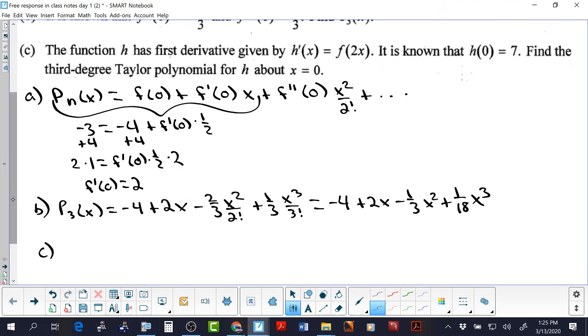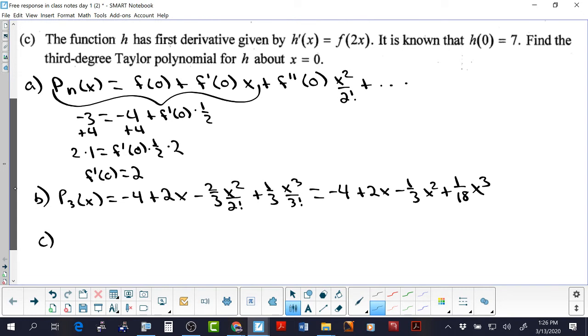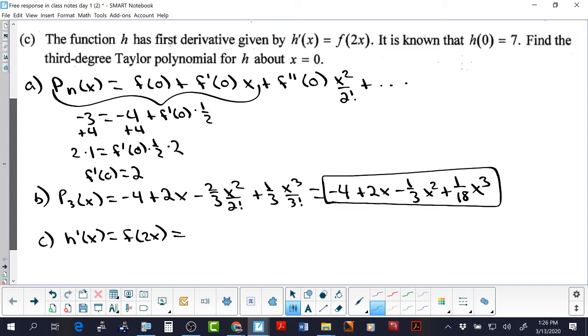Letter C, the function h has first derivative given by h prime of x is equal to f of 2x. It is known that h of 0 is equal to 7. Find the third degree Taylor polynomial for h about x equals 0. Now we know that h prime of x is equal to f of 2x. Now we have an approximation for f of x, right there. So let's plug 2x in for x.